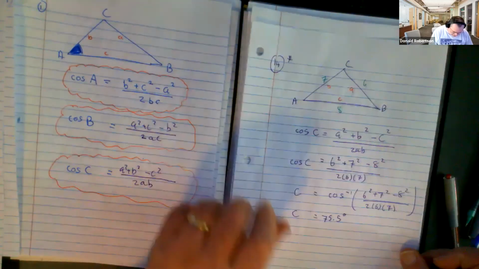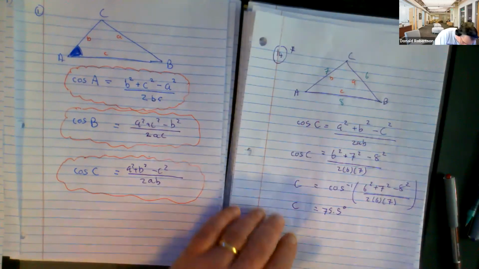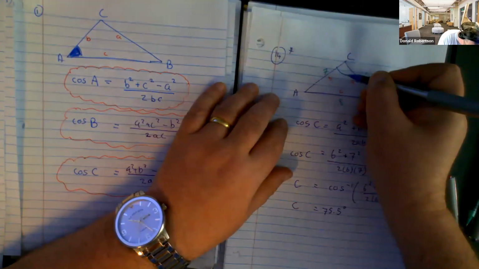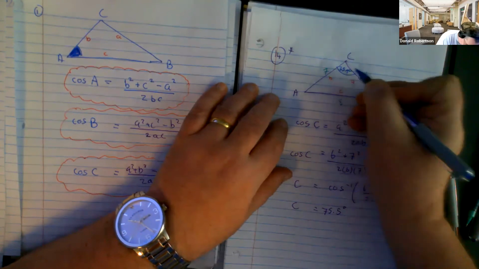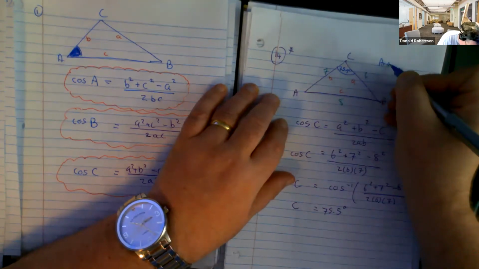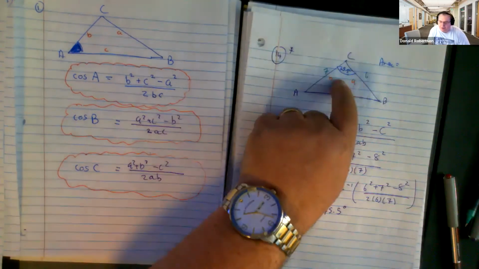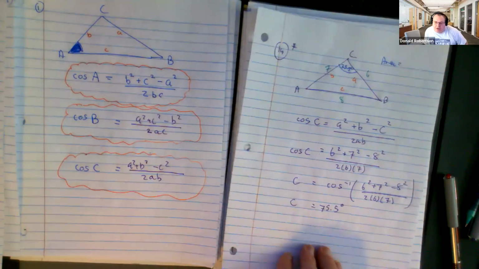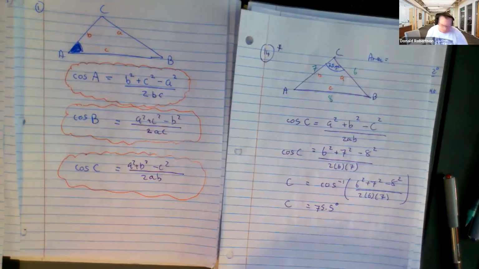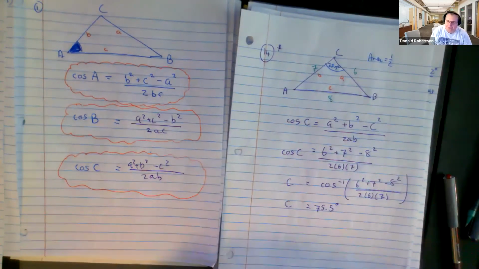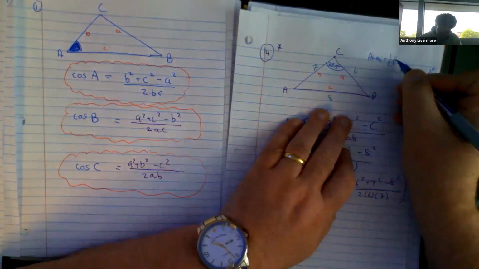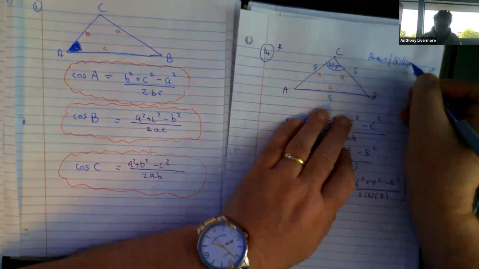And remember we did this one? And we found angle C, which was 75.5 degrees. Okay, tell me the numbers to find the area of this triangle here. I'll start. 1/2 times what? 7 times 7, 6 and 6, times sine of 75.5.